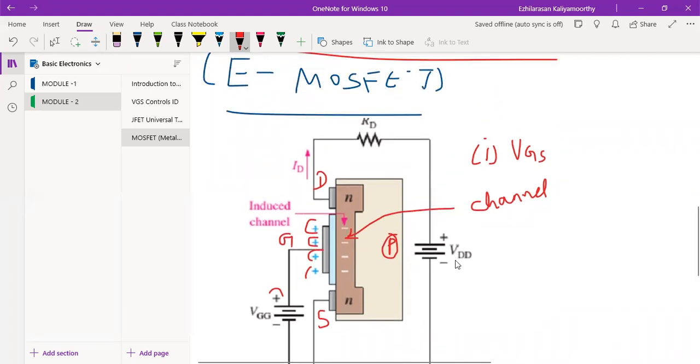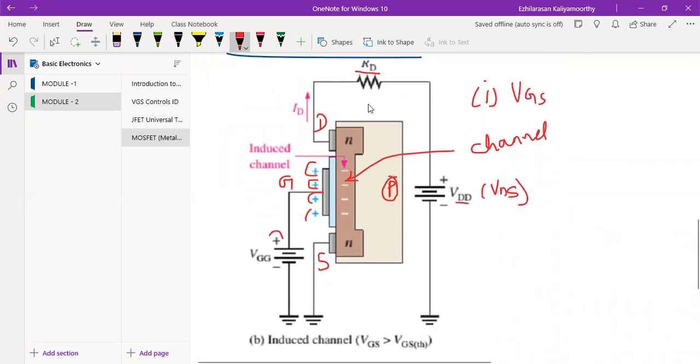Then you can see here VDD we connected, or I can call it VDS also. Then the drain resistance RD is the resistance which is connected. Then ID is nothing but the current. See now here we said we induce the channel. There is a path between source and drain. This will be your N type and this will be your N type, right?